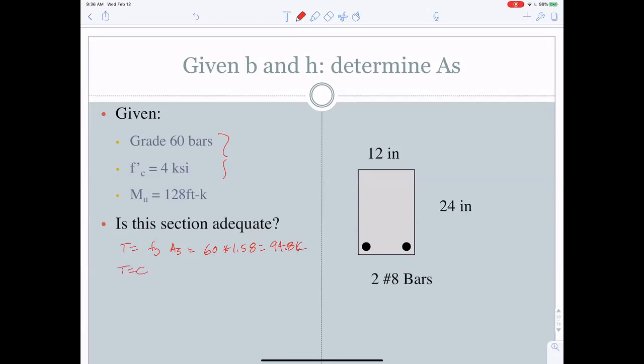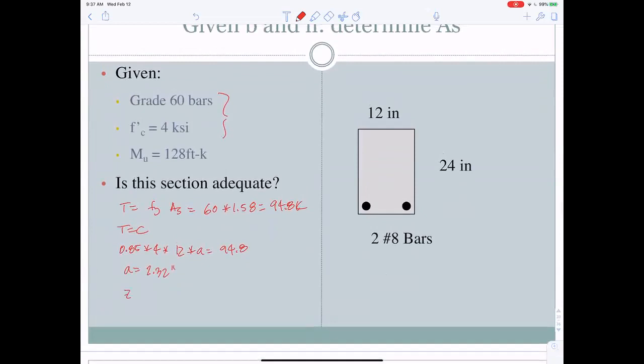T equals C, solve for a. So 0.85 f'c times b times a equals 94.8. a equals, oops, 0.85... 2.32 inches. Oh, I'm going to double check that. I did something weird in my calculator. 0.85, 4, 12. Yep, 2.32 inches.